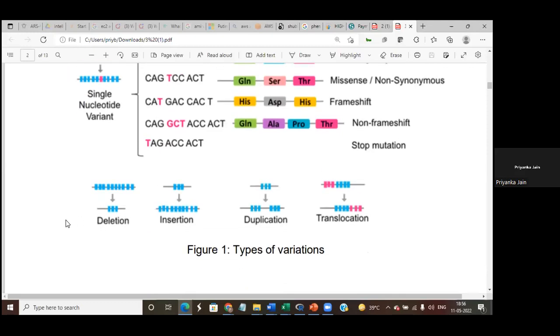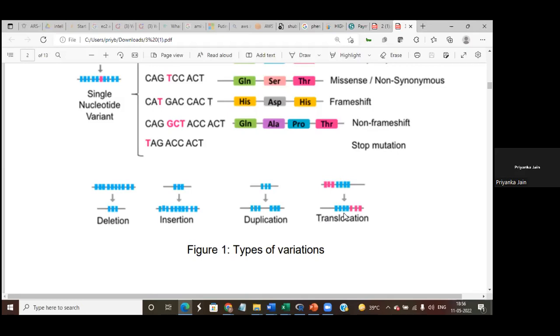Now, as we also discussed insertion, deletion and duplication, we can see here again that in deletion, among these many bases, several bases got removed, and now only 3 base pairs are left. In insertion, only 3 bases were present, and many bases got inserted. In duplication, the 3 base pairs got duplicated and doubled. Then the translocation, in which the region where the base pairs were earlier present has moved to another position.